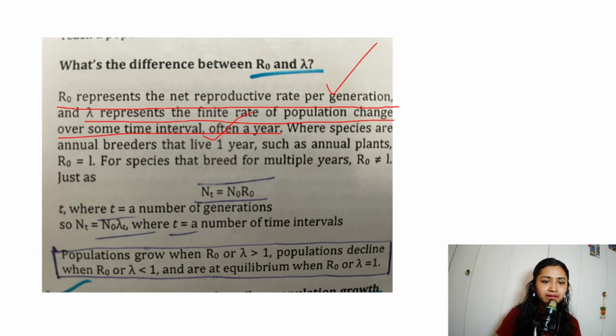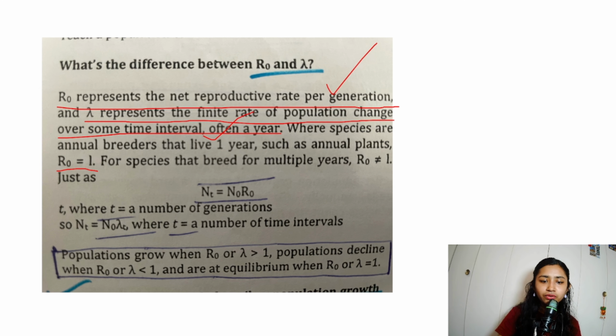Where species are annual breeders that live 1 year, such as annual plants, R0 is equal to lambda. So when will you use the R0 formula and when will you use the lambda formula? You have to think that if you are asked about the generation, that after this generation how many individuals will be there, you will use the R0 formula. And if you are asked about the population after a year, you will use lambda. Okay, that's the basic thing.